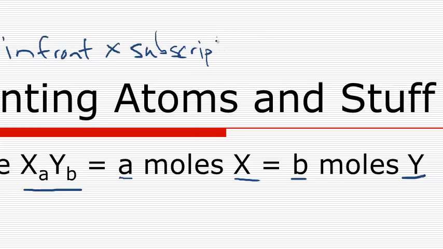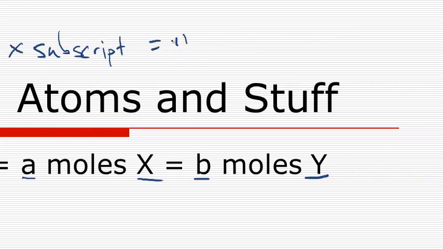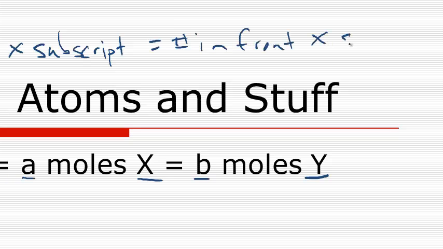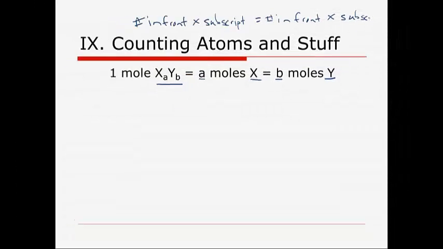Has to equal the number in front, or your coefficient, times the subscript. Okay. So 1 times A is equal to A times the subscript of 1. 1 times B is equal to B times subscript of 1. Okay. So 1 mole of Na2C2O4.